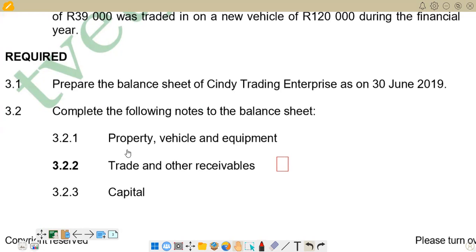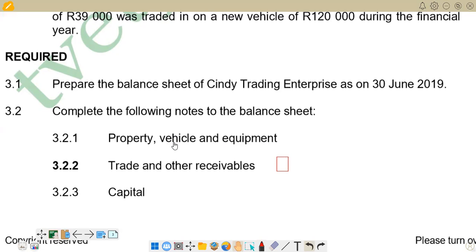But we find that these notes come as calculations of figures that we are going to input in the balance sheet. What does it mean? It means that these are pre-calculations that we have to do. We need to do these notes before we go to the balance sheet, because we are going to post these values in the balance sheet. For example, property, vehicle, and equipment are going to be under non-current assets, and non-current assets is the first section in the balance sheet. So this is what we have.